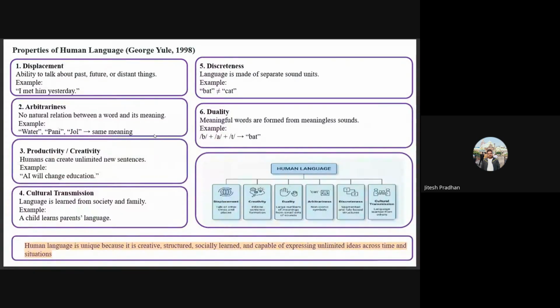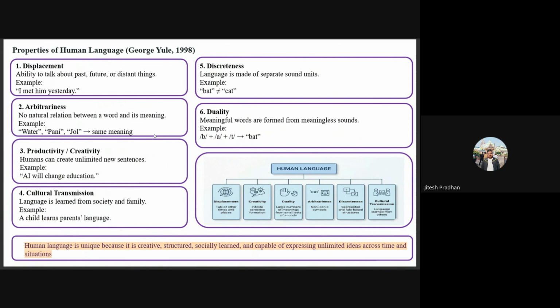Another one is productivity and creativity. What is productivity and creativity? There is no limit to creating sentences, because we have words, we have vocabulary, we have rules and regulations, we know how to create sentences, and thus we can create infinite sentences. Now let's take a common example: AI will change education.